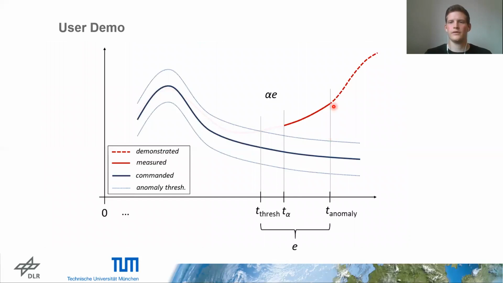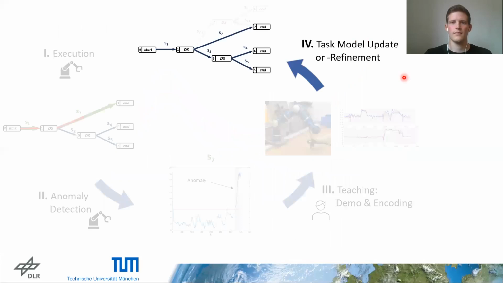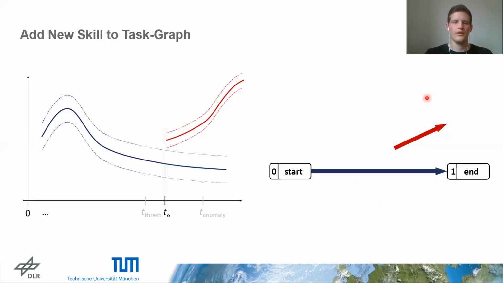You've seen that the user demonstrated the new skill starting from the anomaly state. And this user demonstration is then again repeated by the robot in order to increase the variability of the demonstrations. And these two demonstrations are then again encoded in a probabilistic model of that skill. This new skill is then used to update our current model of our task. You can see the probabilistic encoding of the initial skill and of the newly demonstrated skill.